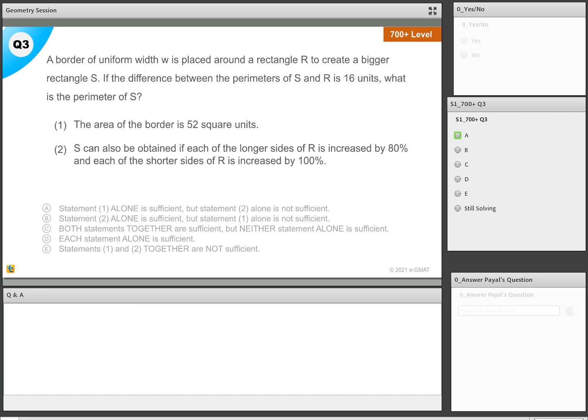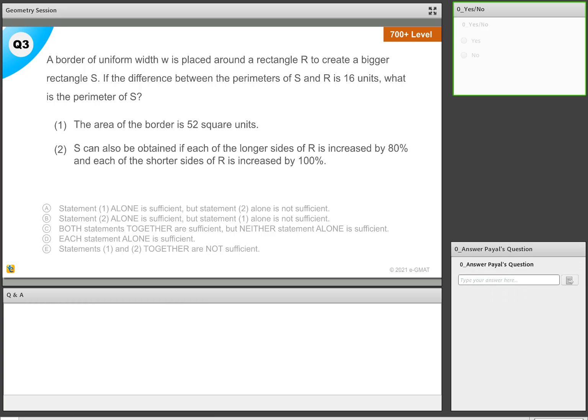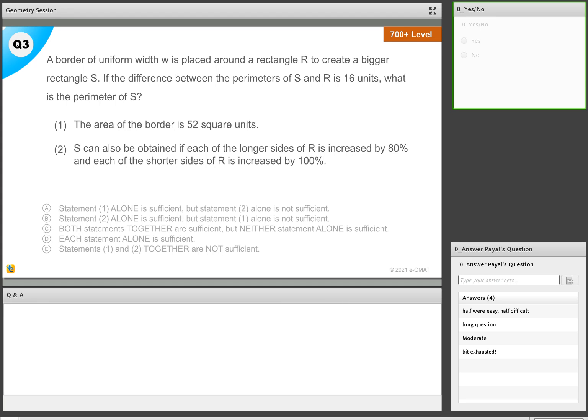All right, I'm going to end the poll here. So we are done with the first section. Now, how was this experience? What do you guys think right now? Or how do you guys feel right now? We've solved 4 data sufficiency questions based on quadrilaterals. Moderate, half were easy, half difficult, bit exhausted, long questions.